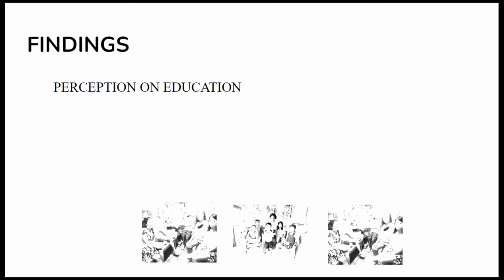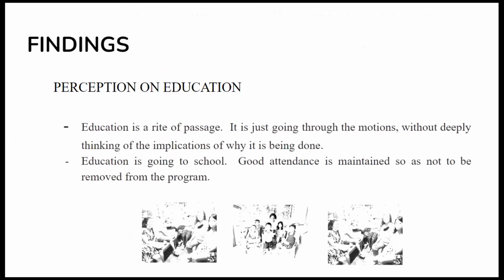Perception of education of the beneficiaries interviewed. For them, for both the parents and the children, education is just a rite of passage. It is just going through the motions without deeply thinking of why it is being done, what it is for, or how it can help them in the future. Another is that education is going to school. Good attendance is maintained so as not to be removed from the program, because their attendance is checked daily, even quarterly. If they do not attend school, they will be removed automatically from the program, and the benefits given to them will be removed. So those are the perceptions of the people on education.